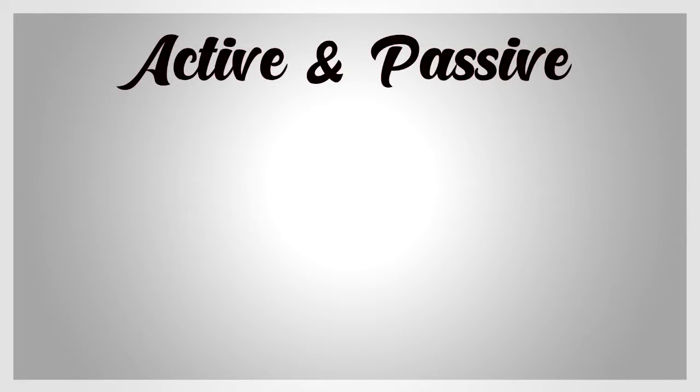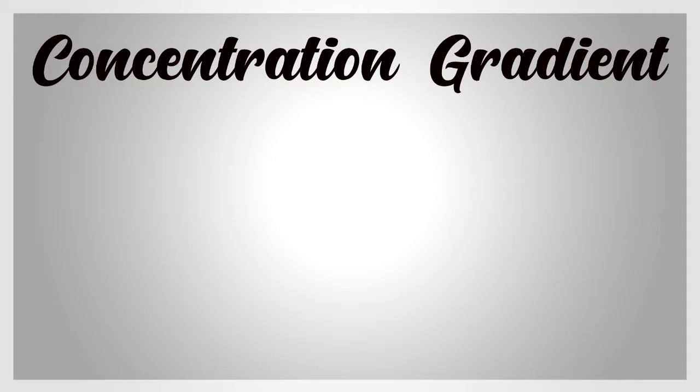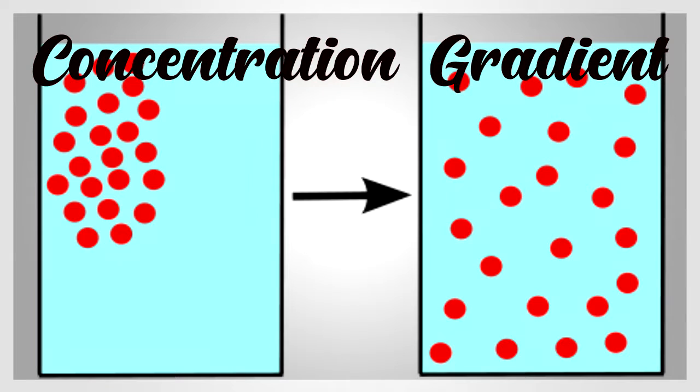We can classify the transport in two categories, the active and the passive. But first of all, we need to know what a concentration gradient is. This occurs when the concentration of particles is higher in one area than another. Well, this is the basic thing. We can now continue with cellular transportation.